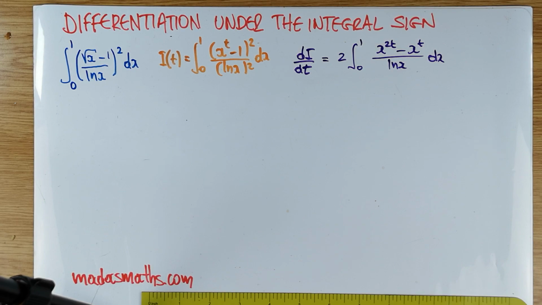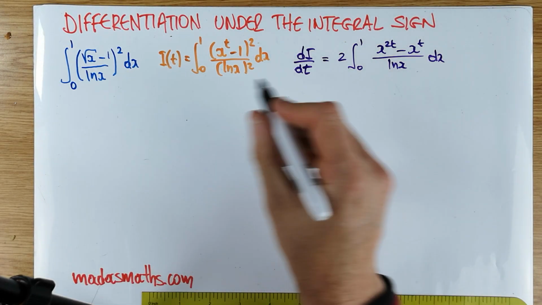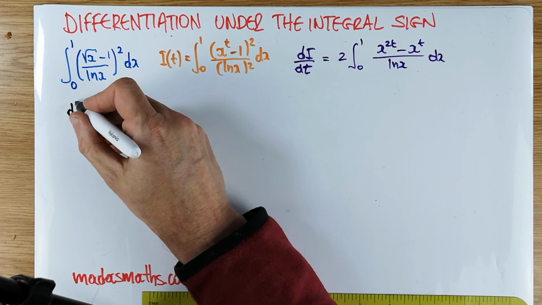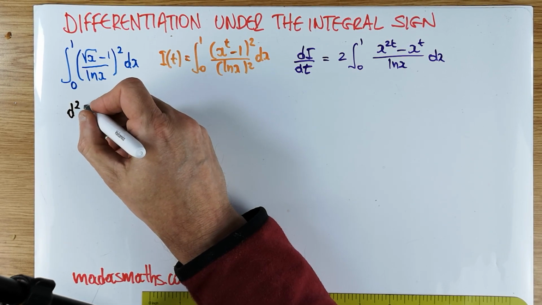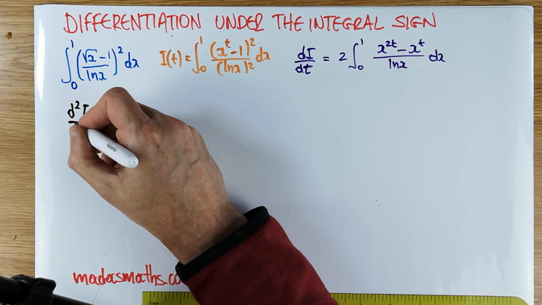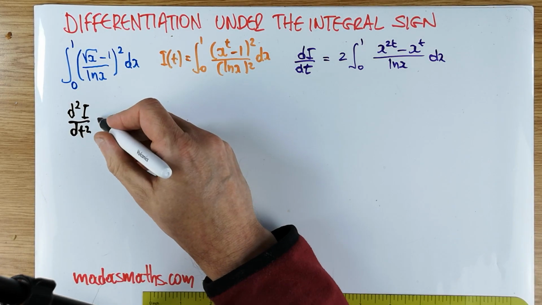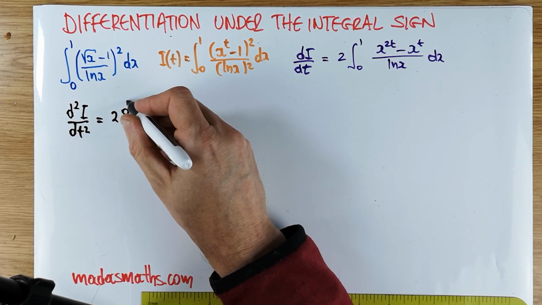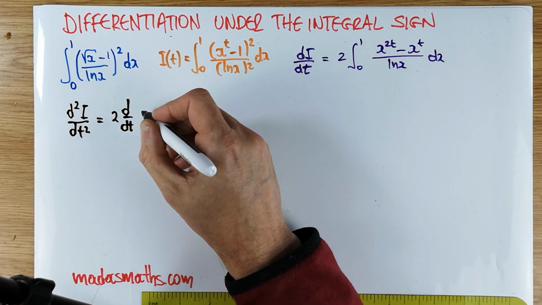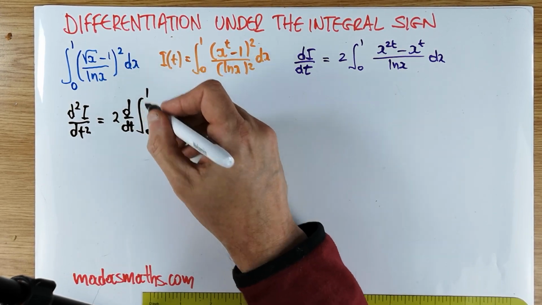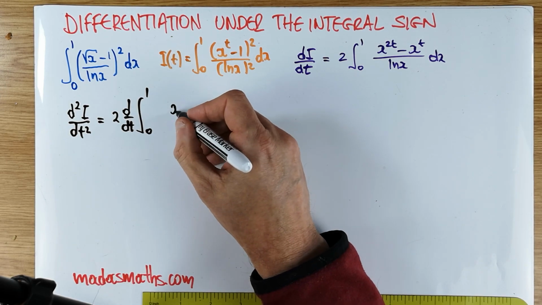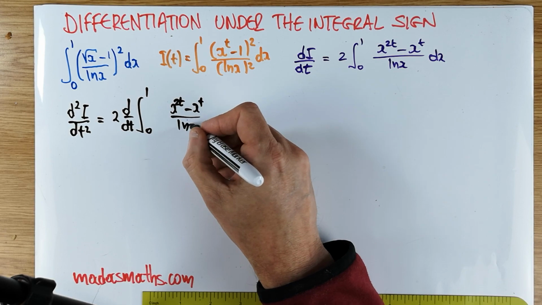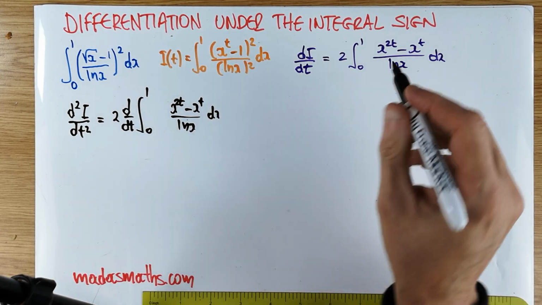So my next line, we're differentiating again. So we're taking this quantity and we're differentiating with respect to t once more. So d squared I by dt squared is of course equal to 2 lots of d by dt of this integral from 0 to 1 of x to the 2t minus x to the t divided by the log of x dx.